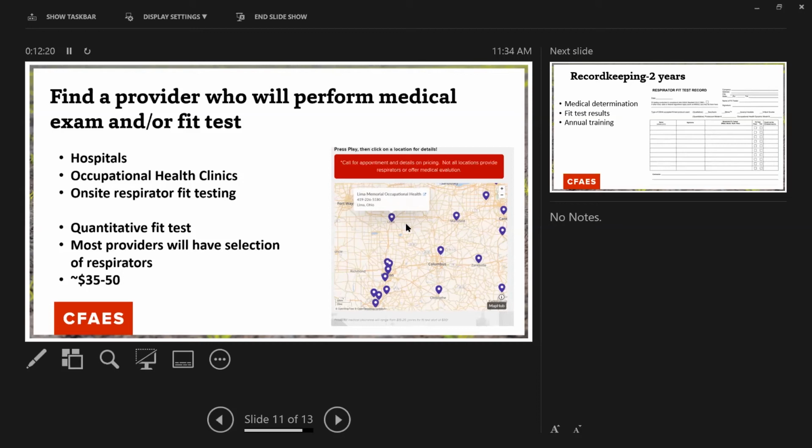One of the benefits of going to have a quantitative fit test done is a lot of these locations will have many types of respirator models for you to use and try to find the right one that fits your face. A lot of these providers can go ahead and do the medical evaluation in conjunction with the fit test. And when you do that, you typically get a better deal. Usually you can have the medical clearance and fit test done for about $35 to $50. So it's not too expensive.